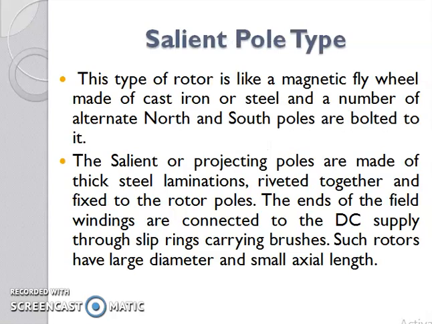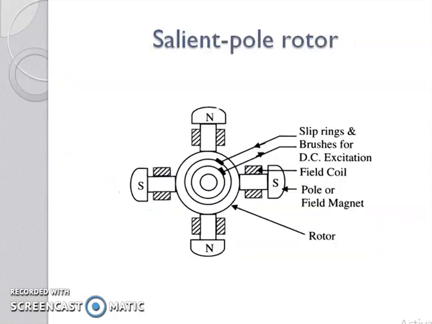Now we will focus on the salient pole type of rotor. In this type of rotor, it is like a magnetic flywheel made up of cast iron or steel, and a number of alternate north and south poles are bolted on it. Usually the salient or projecting poles are made up of thick steel laminations which are riveted together and fixed to the rotor. The ends of the field windings are connected to the DC supply, as shown in the figure, through these slip rings. Such rotors have a larger diameter, and I will show that with its small axial length in the next figure.